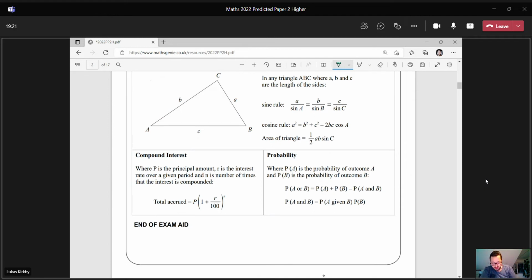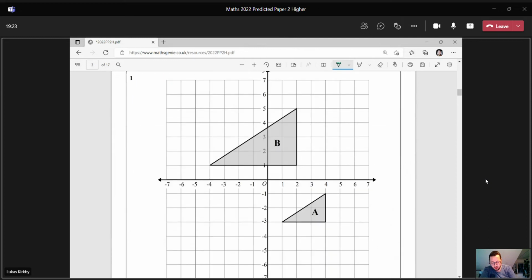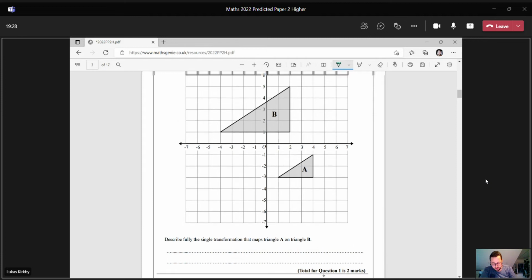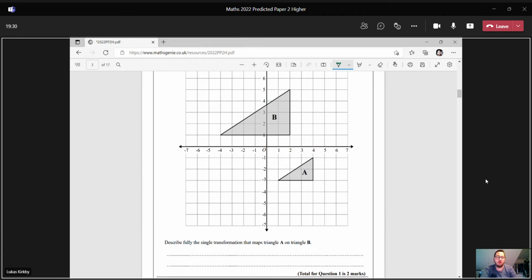Alright then, so let's get cracking. So number 1, it says describe fully the single transformation that maps triangle A onto triangle B. Okay, so there's a few bits of information they're going to want from this. The first one is what kind of transformation is it? So let me just start off by writing them all down.